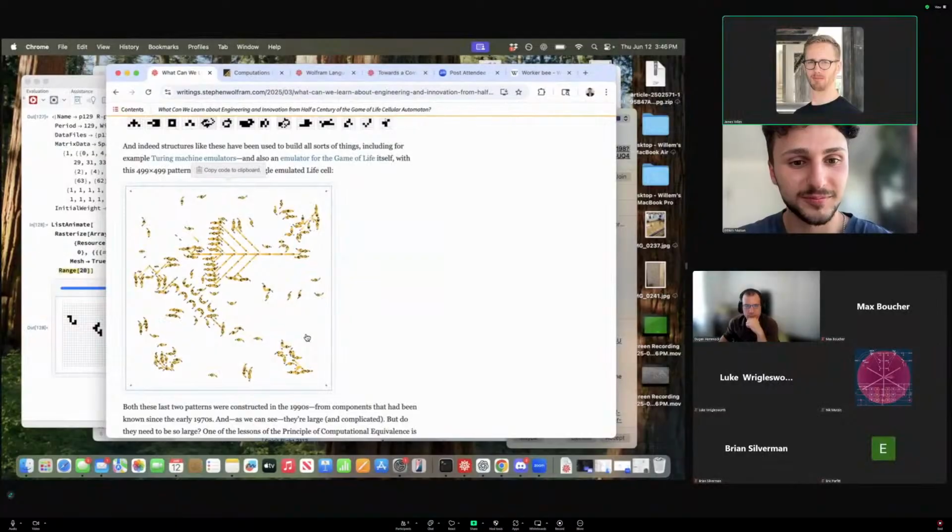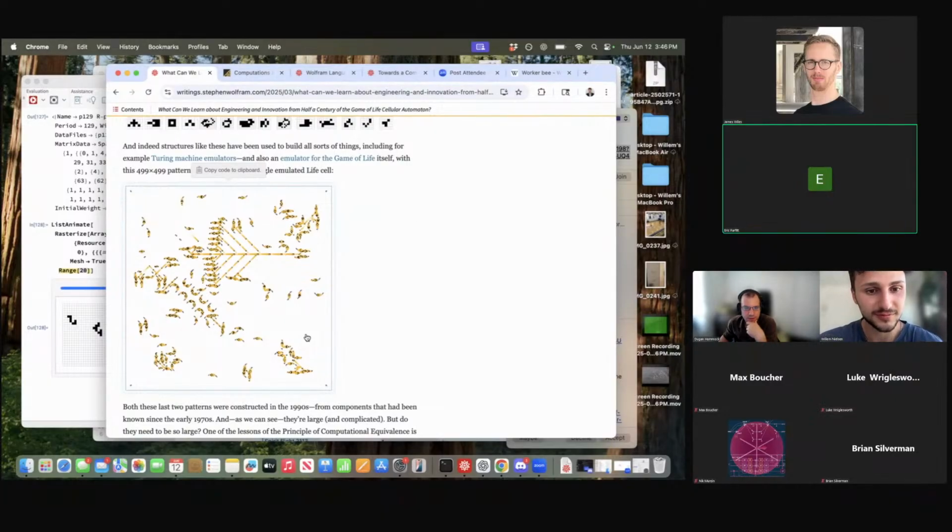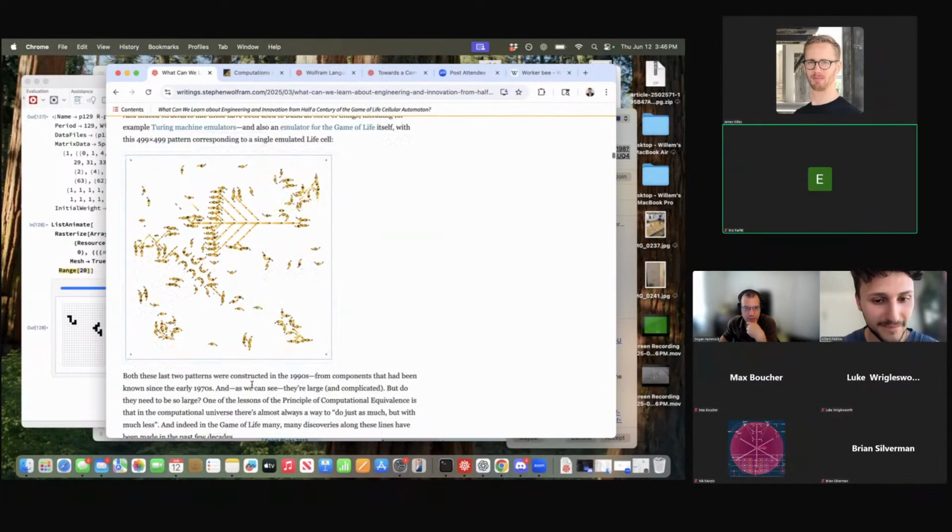Right. Wait, could you get other rules to work on it too, not just the Game of Life within itself, but you could do other CA too, right? I think. Not sure, but it seems like it.